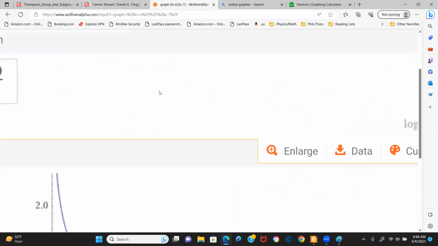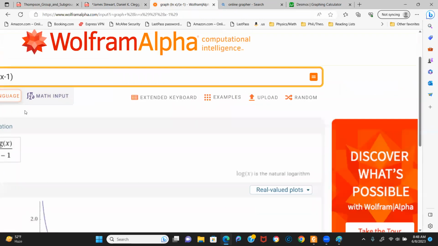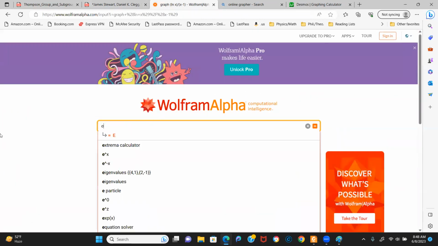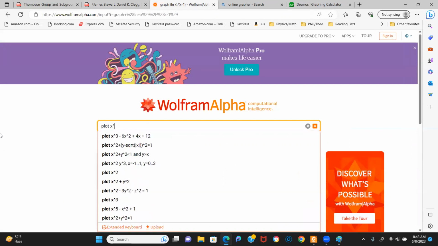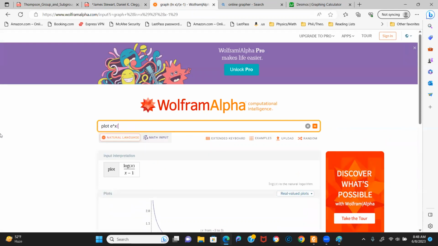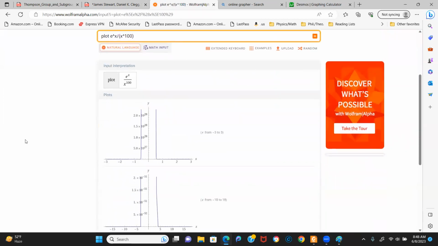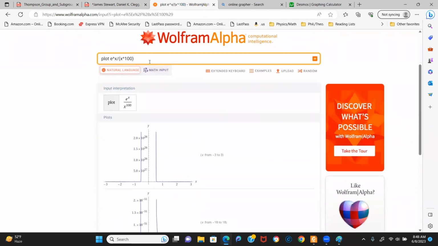So let me see. I don't even know if you'll be able to see a difference because e to the x really just grows so fast. So let's plot e to the x over, say, x to the 100. That's pretty big. Let's see. Wait, this doesn't even look right actually. Why is it flat on the bottom like that?